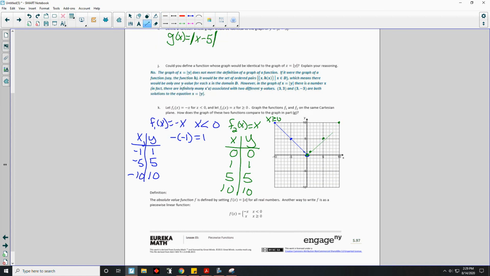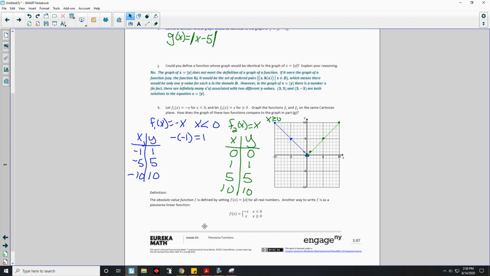Okay, and there we have it. There is the graph of this piecewise function. f1 is blue, f sub 2 is green.